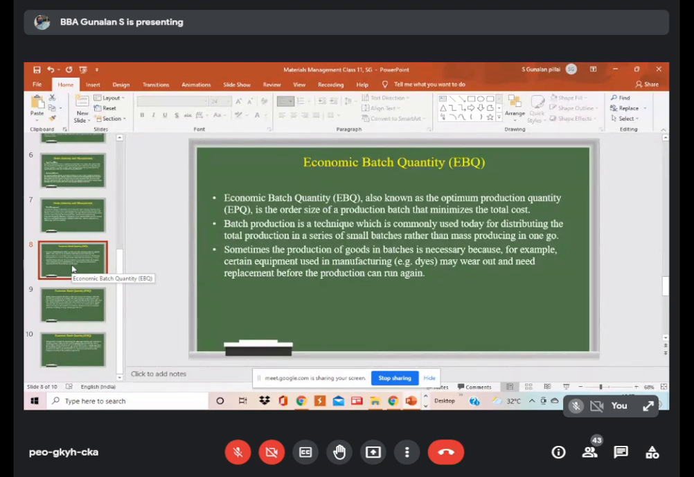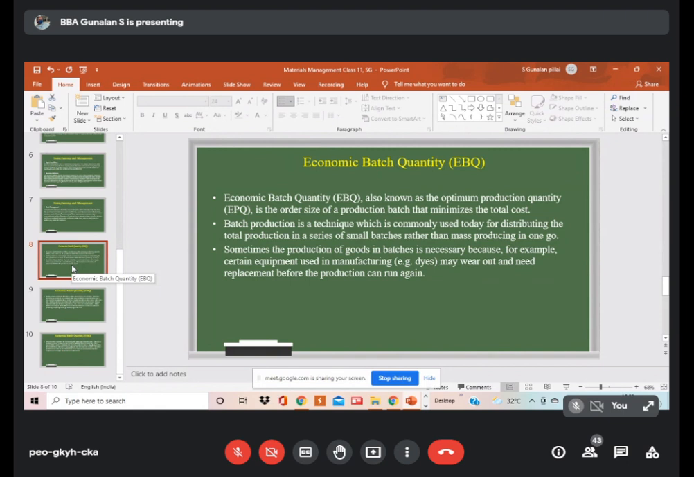If the order size of the production batch minimizes the total cost, it will reduce the total cost when you are using economic batch quantity. Batch production is a technique commonly used today of distributing total production in a series of small batches rather than mass production in one go. Instead of producing 1,000 products in a single day, 200 in 5 batches, that is economic batch quantity.